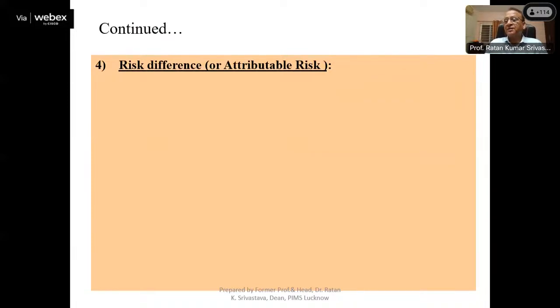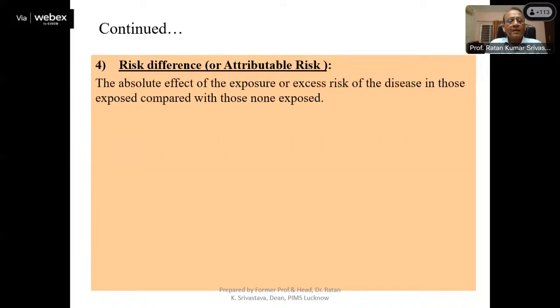Then risk difference. So incidence risk, if you calculate, then you can calculate attributable risk, means how much more. The absolute effect of exposure or excess risk of disease in those exposed compared with those non-exposed. Suppose the incidence risk or incidence rate is 5 in exposed people who develop lung cancer. In unexposed, if it is 1, in exposed, if it is 5, then you can say 5 minus 1 is equal to 4.